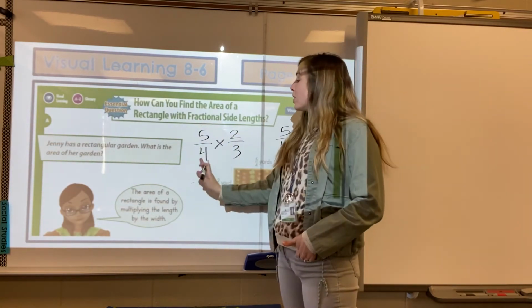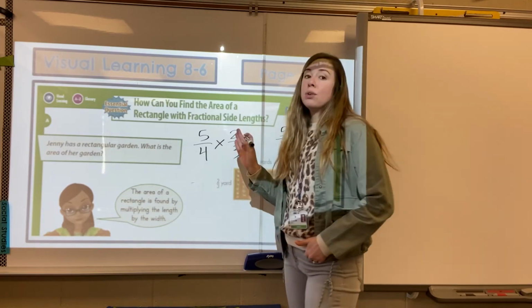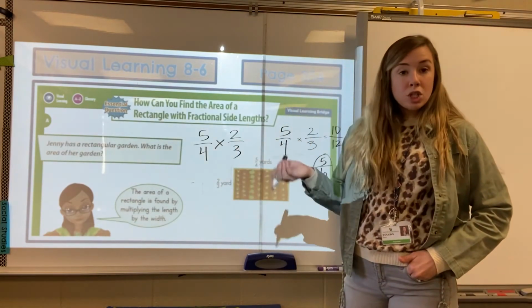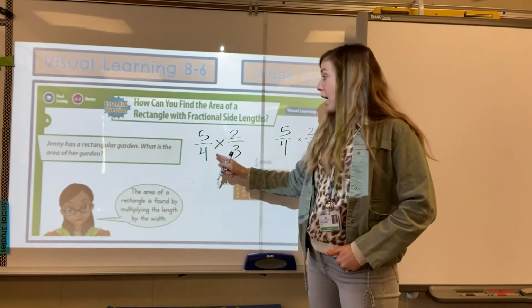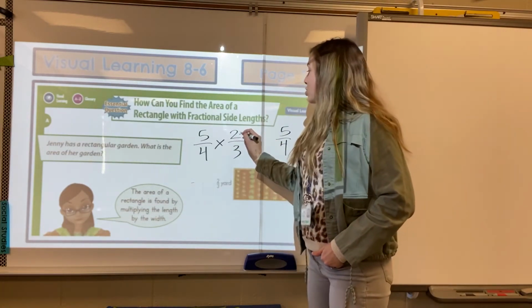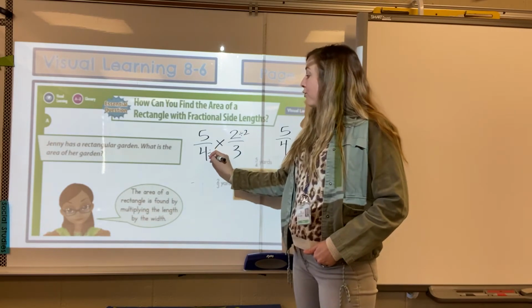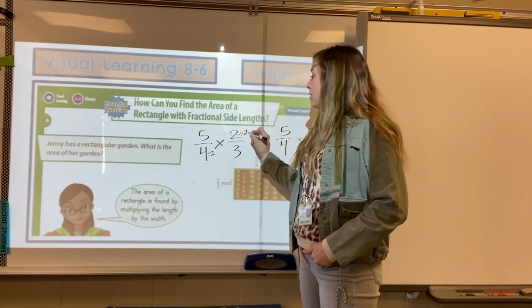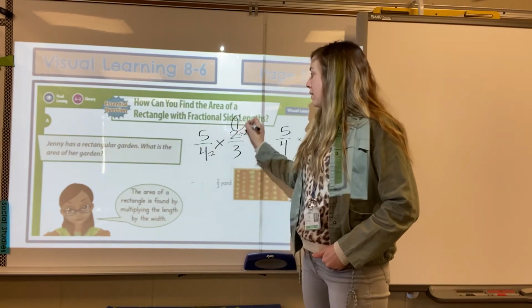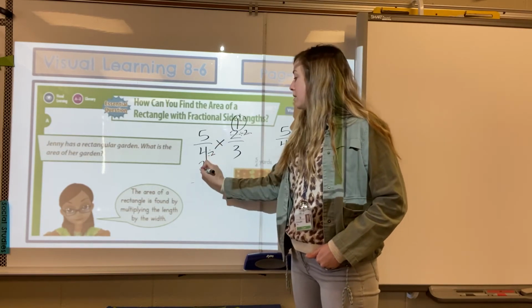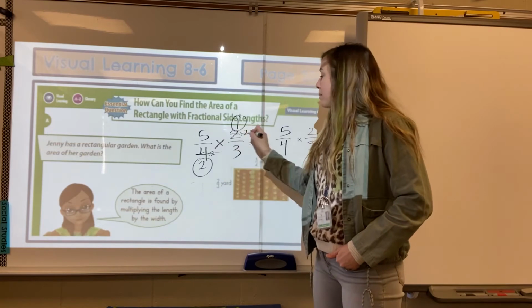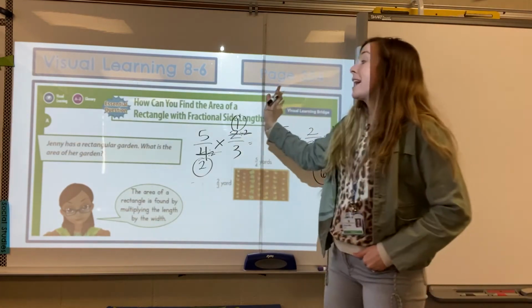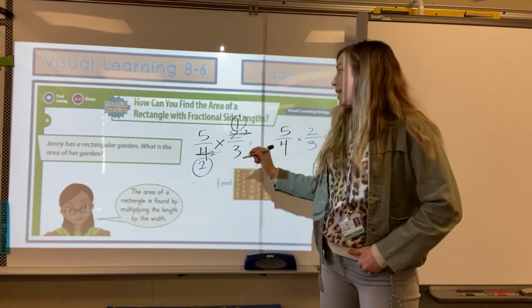But now I can look the other direction, my 4 and my 2. Is there a number that will go into 2 and 4? Well, 2 goes into 2 and 2 goes into 4. So we can do 2 divided by 2 and 4 divided by 2. 2 divided by 2 is 1. 4 divided by 2 is 2. So now when I multiply across, I'm going to multiply by those simplified numbers. And this only works diagonally.